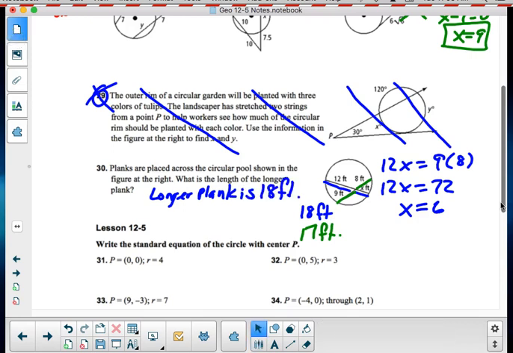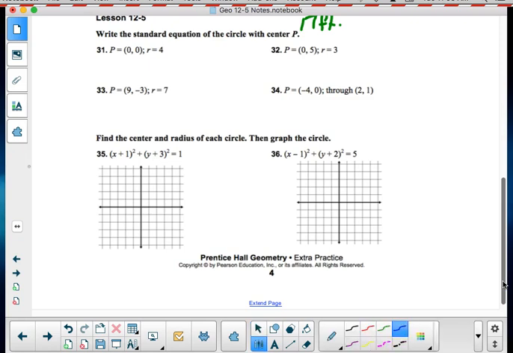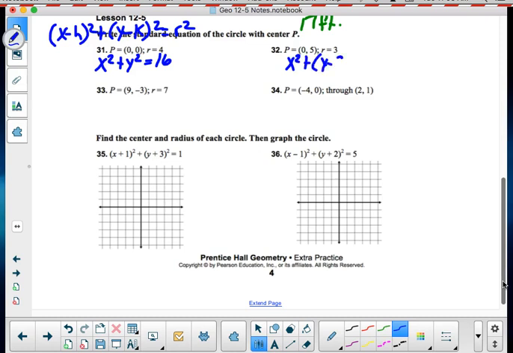Now, my last ones are all about circles. So in 31, I've got my center. Remember, the general form for my circle is x minus h, quantity squared, plus y minus k, quantity squared, equals r squared. In this case, h and k are 0, so I got x squared plus y squared equals 16. Here I've got x squared plus y minus 5 quantity squared equal 9. Here I've got x minus 9 squared plus y plus 3 squared equal 49.